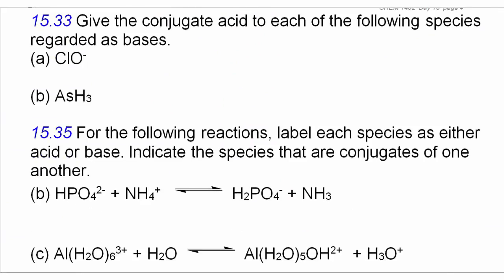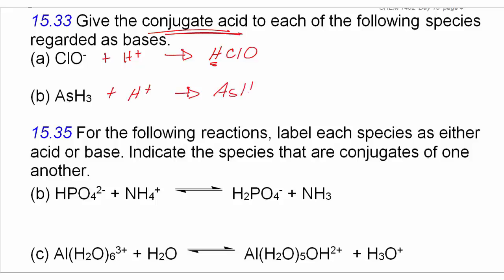Give the conjugate acid to each of the following, regarded as bases. So now we want to give the conjugate acid. You want the acid form, so you have to add an H+. And then we'll have the acid form. Whether you put the H out front or at the end, it really doesn't matter. Usually they like to write acidic hydrogens first. Add an H+. Now I have 4 hydrogens, but don't forget to write the plus because you're adding an H+.